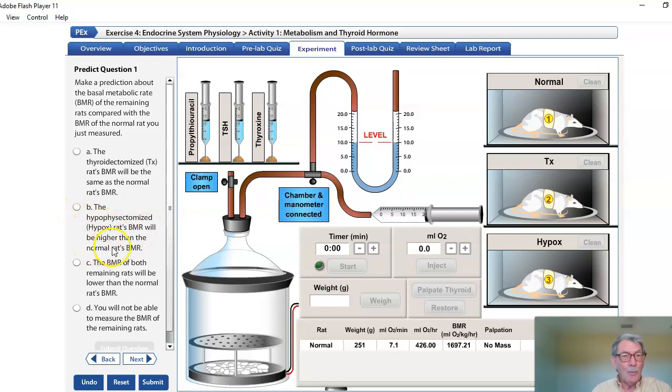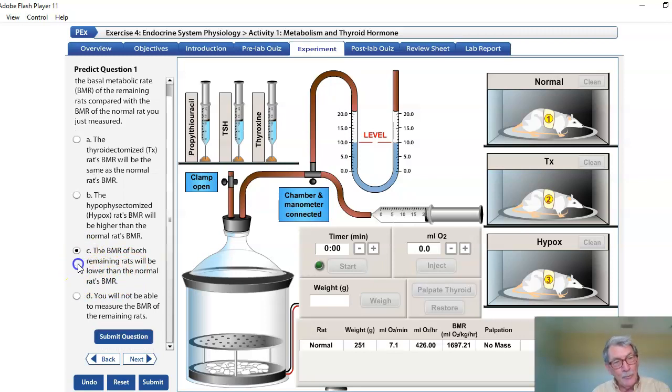BMR will be higher than the normal rat's BMR? No, he can't make TSH, so he can't stimulate the thyroid to make it. So both of these are backwards. It should be lower. The BMR of both remaining rats will be lower than the normal rat's BMR. Absolutely, that should be true.